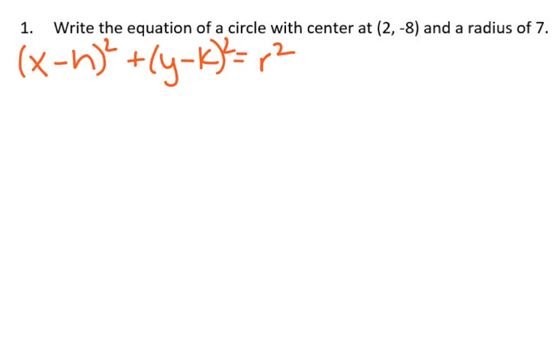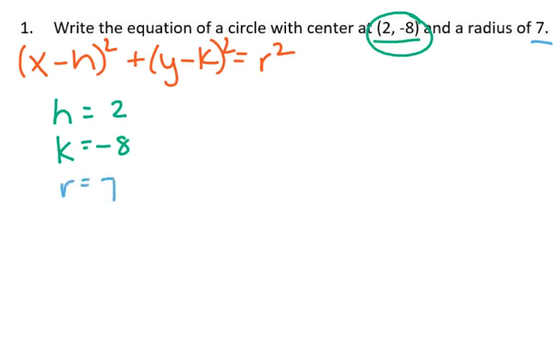So if you look at our first problem, it says the center of our circle is going to be 2, -8, and we have a radius that's equal to 7. So from our center point here, we're able to identify both our h and our k values that get plugged into our equation. So our h value is equal to 2, and our k value is equal to -8. It states that our radius is equal to 7. So now I'm going to take each one of these values and input it into my equation.